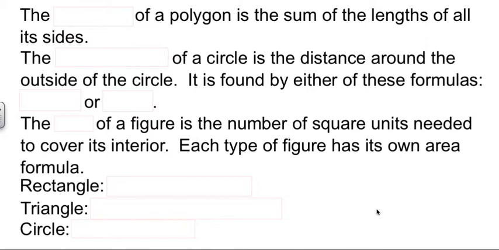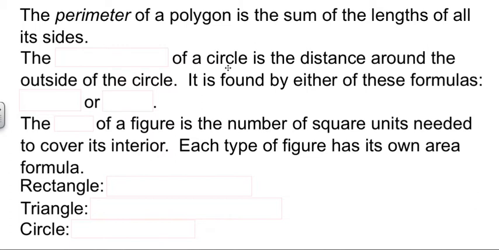Okay. Now we're going to get into some of the things that you've been doing since 2nd, 3rd, 4th grade. When we have a polygon and we add up the lengths of all the sides, what we have found is the perimeter. It's the measure around everything.